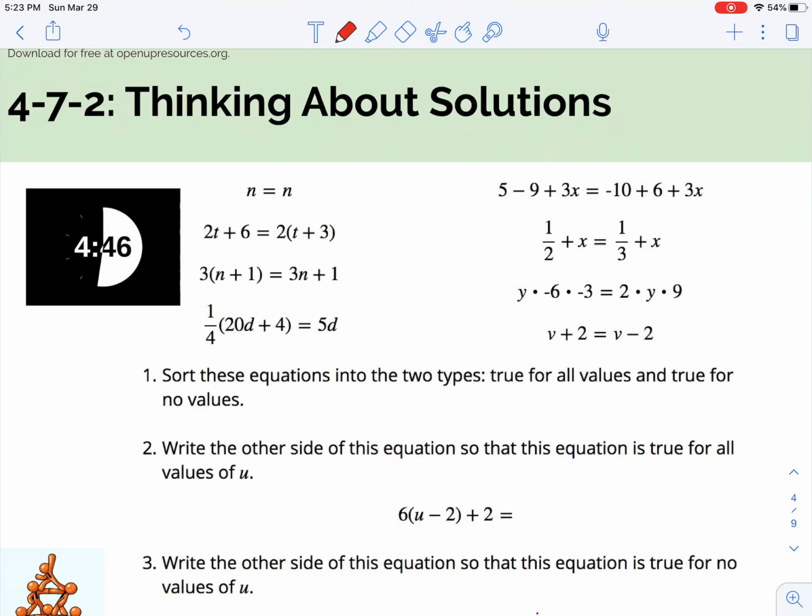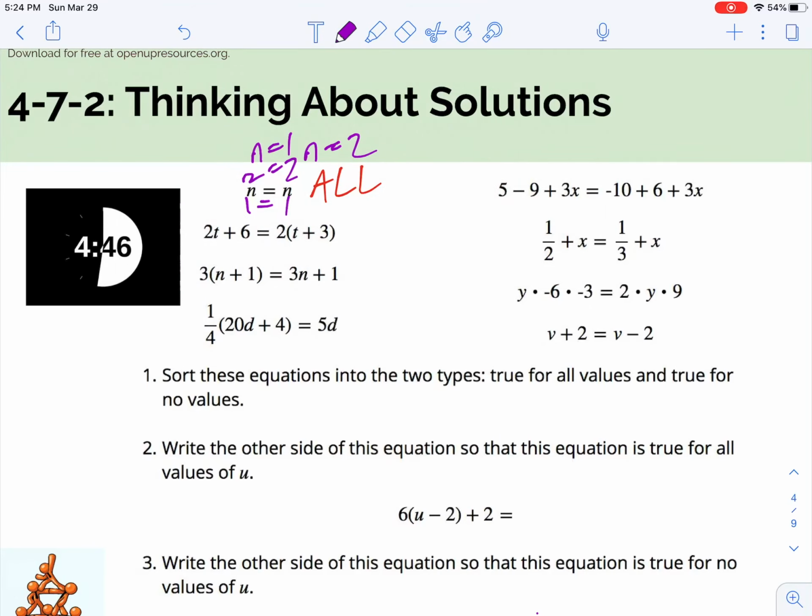Anyways, so for the first one, let's look. So n equals n. I'm going to pick a random number. Let's just say I make n equal 1, right? So I could say 1 equals 1. Yep, that's totally true. So that means that all values would be true for this, right? Because I could also say n equals 2, and then 2 equals 2. So next to it, I could write all.